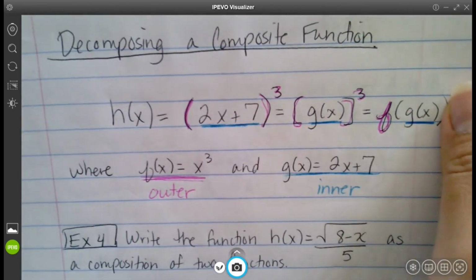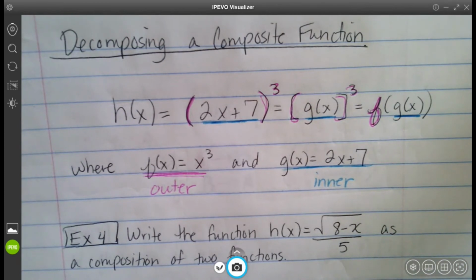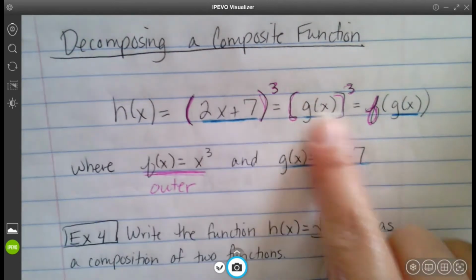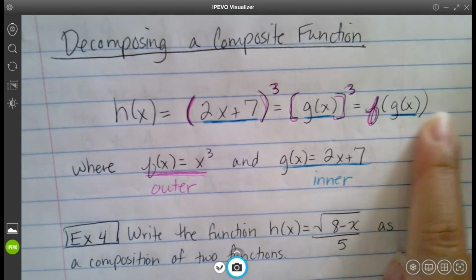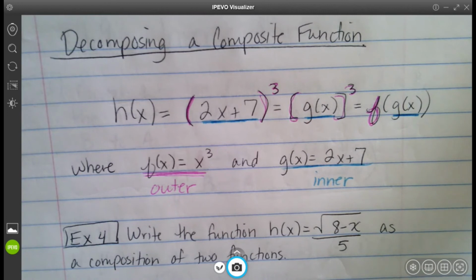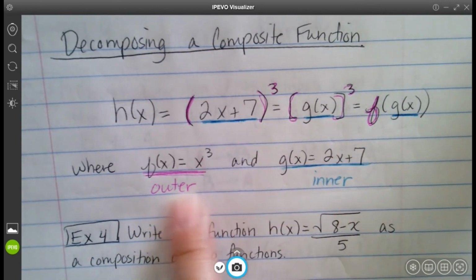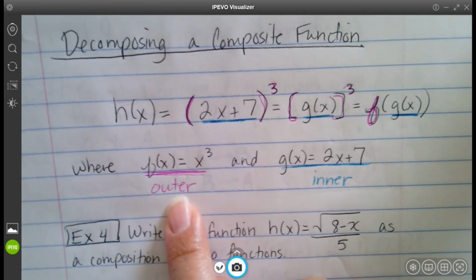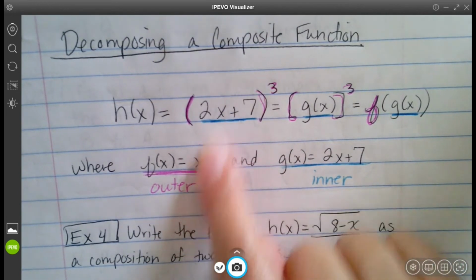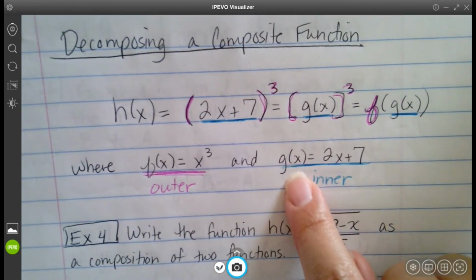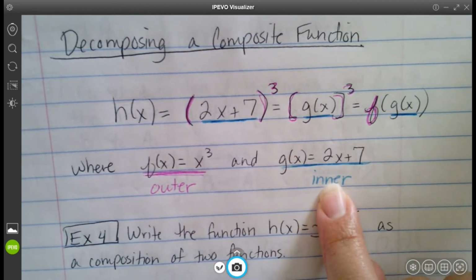We're going to take something apart. Okay. So we have this function, and it's just kind of a made-up one. h of x is equal to parentheses 2x plus 7 cubed, equal to this right here, g of x cubed, equal to f of g of x. So in calculus, there are some problems where you have to be able to do this, where you see a function and say, well, I know that that function is actually made up of two functions. So in this problem, we can see that the outer function, and I did outline it for us, is actually just x cubed. So the parentheses cubed is our outer, and the inner is whatever's inside. So 2x plus 7 was the inner.